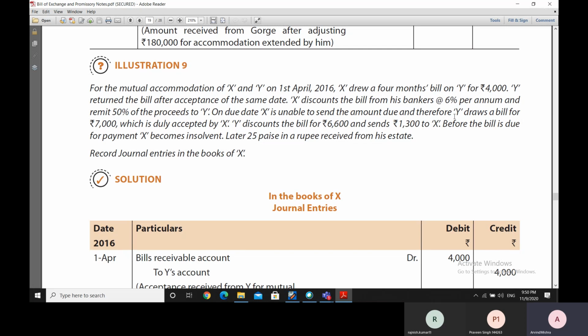to be able to make the payment, and therefore Y will draw a bill for 7,000 rupees, which is accepted by X, and then Y discounts this 7,000 rupees bill for rupees 6,600, and out of this 6,600 he sends 1,300 rupees to X. So he has got 6,600 rupees. He sends 1,300 to X. Now he has 5,300 rupees remaining with him. But before the bill is due for payment, X becomes insolvent, and 25 paisa in a rupee is received from his estate.